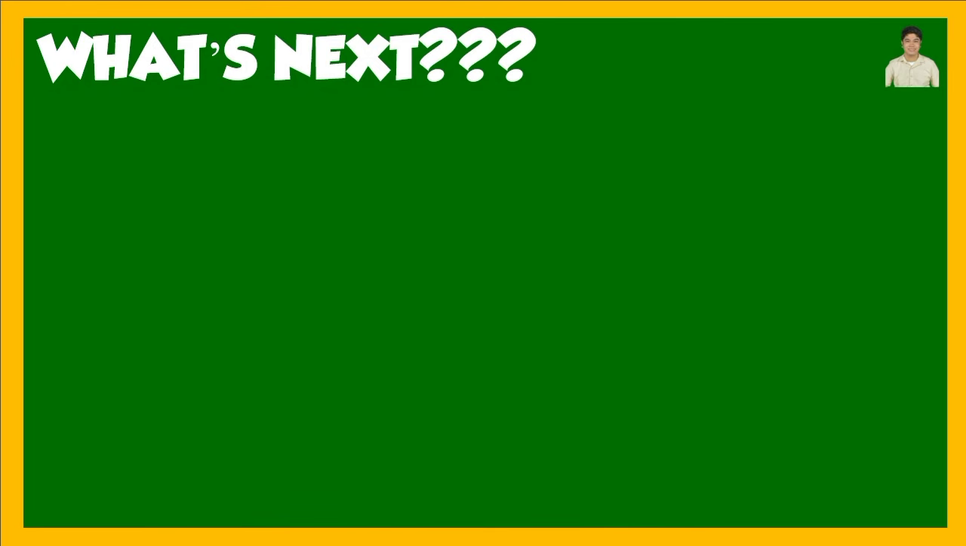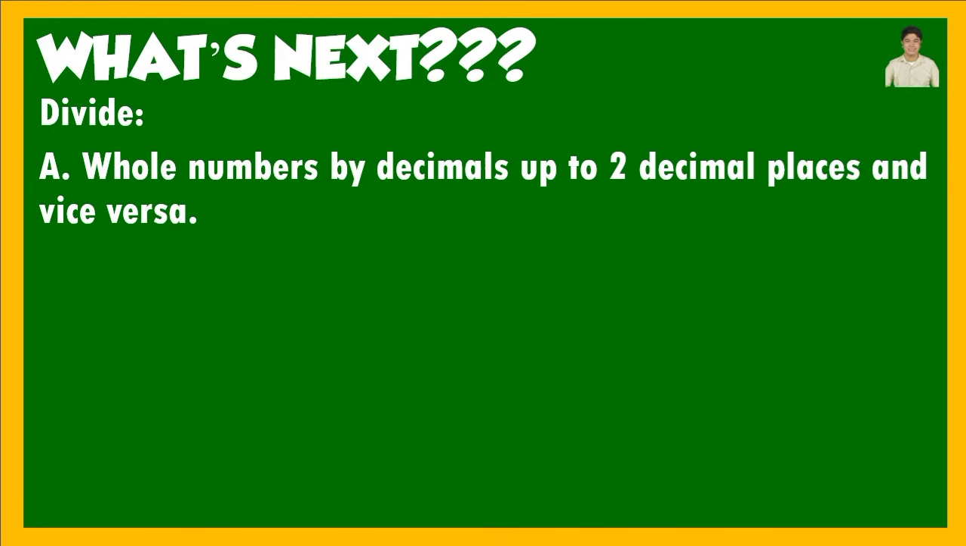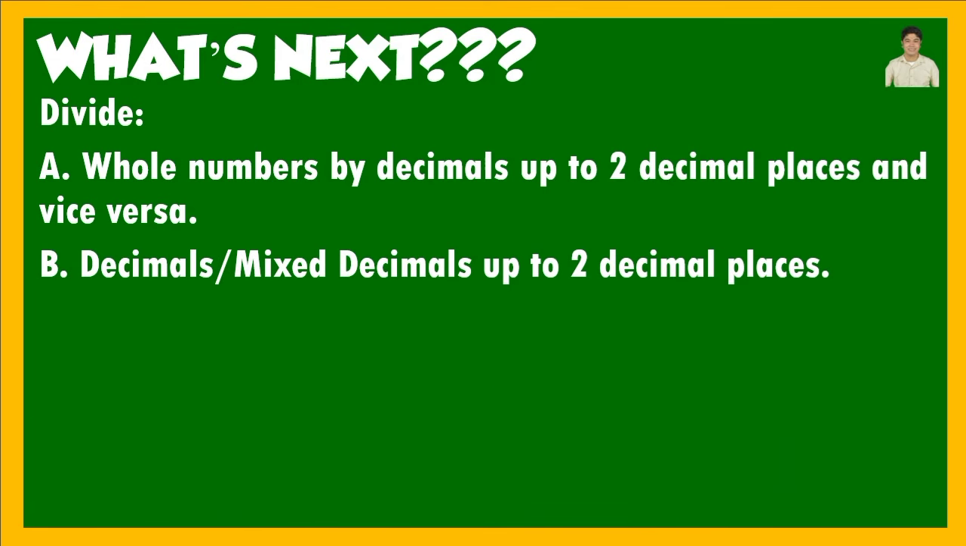So, for our next video lesson, we will discuss the last operation, which is division. We will divide whole numbers by decimals up to 2 decimal places and vice versa. So, whole number divided by decimals and then decimals divided by whole numbers. That is why we have that vice versa. And then we will also divide decimals or mixed decimals up to 2 decimal places. Not just whole numbers by decimals and decimals by whole numbers, but of course, decimals by decimals, only up to 2 decimal places.